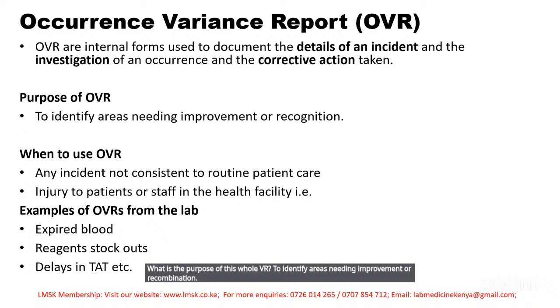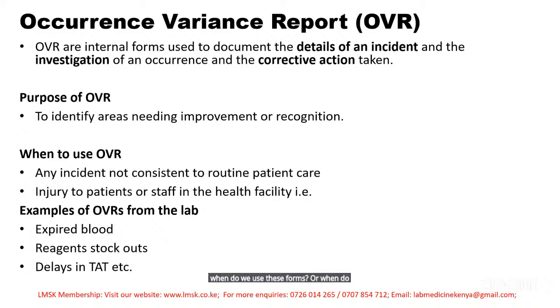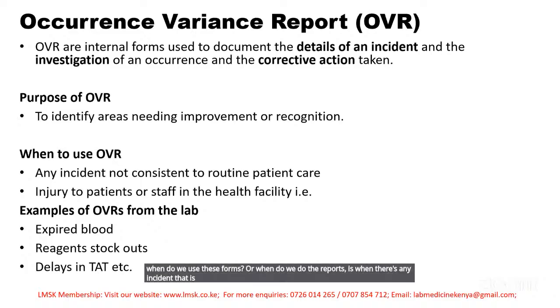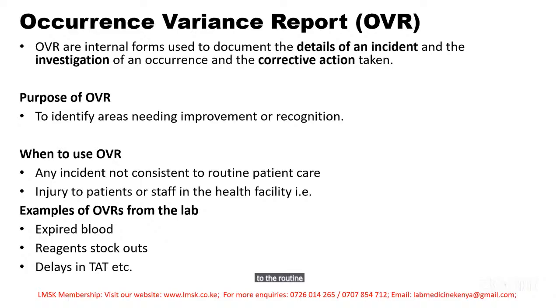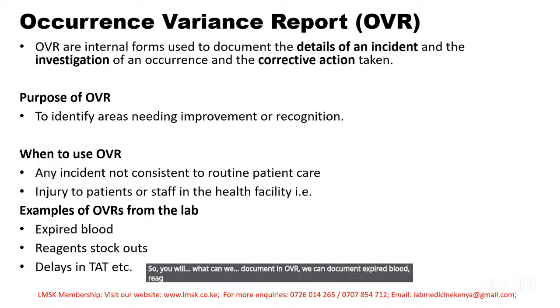When do we use these forms, or when do we do the report? When there's any incident that is not consistent with routine patient care, or whenever there's an injury to a patient or a staff in the health facility. So what can we document in our OVR? For the lab, we can document expired blood, for the purpose of identifying areas of improvement and for recognition. We can document expired blood, reagent stockout, delays in TAT.